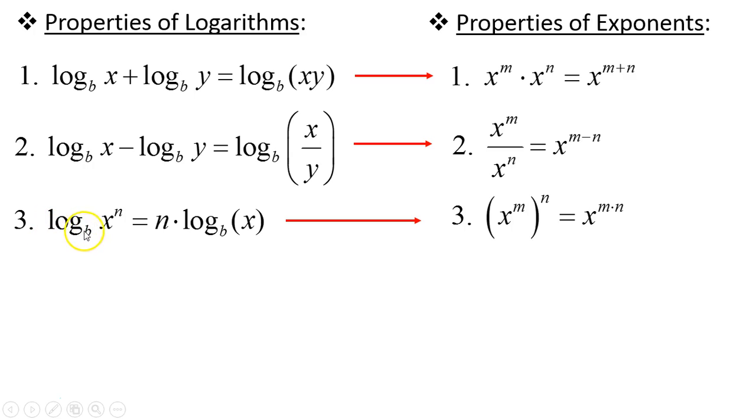So here I have a log base b of x. This right here is a power. This n is also a power. So what I have is a power raised to a power, much like I do here. A power raised to a power, which means I multiply the two powers: the power n times the power of the exponent, log base b of x.